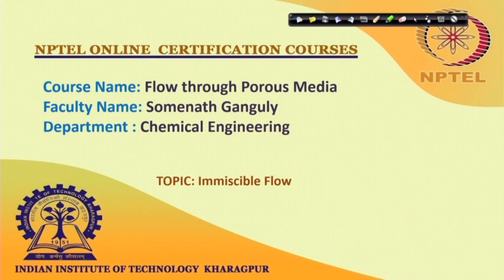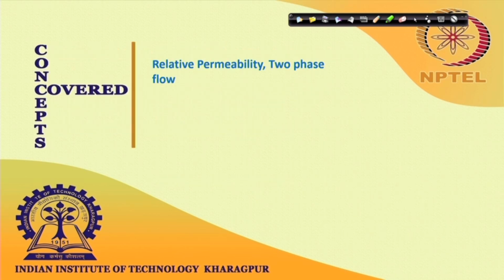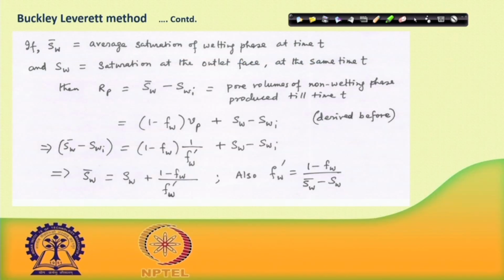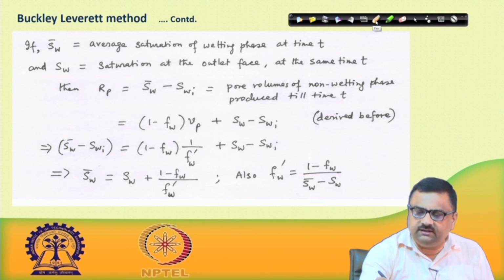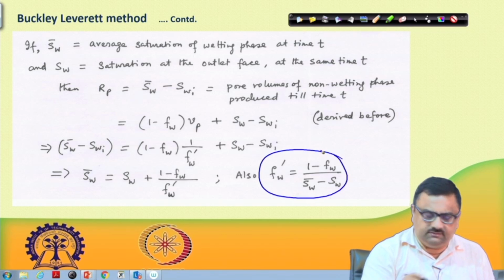Welcome you to this lecture module of flow through porous media. We were discussing immiscible flow, and to be specific, we were talking about the Buckley-Leverett front and the movement of the Buckley-Leverett front. We have already discussed relative permeability and two-phase flow, and we are extending this discussion to the Buckley-Leverett formulation. So, what we ended up with in the last lecture was that this Fw prime is equal to 1 minus Fw. So, this is one expression that we ended up with in the last lecture.